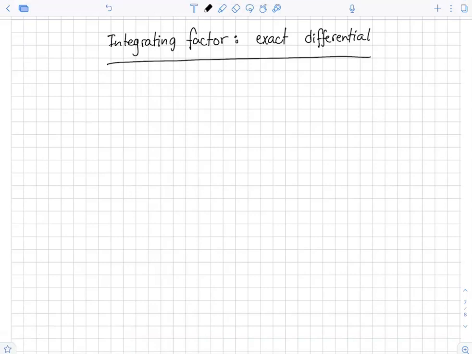In this tutorial, I'm going to explain exact differential equations and the integrating factor. I will first show you how to find the integrating factor, and then I will explain an example.